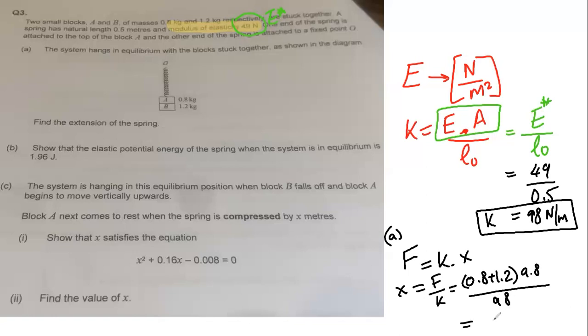Now, if you do all the maths and the number crunching correctly, we should get an extension of 0.2 meters, and that's the first part.